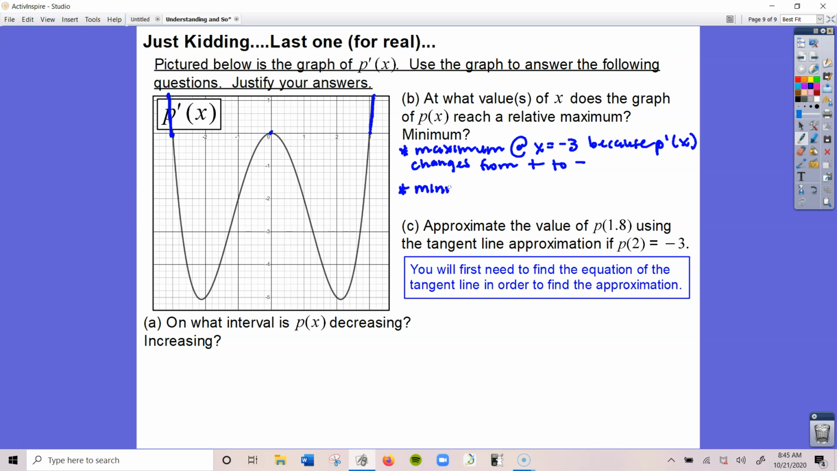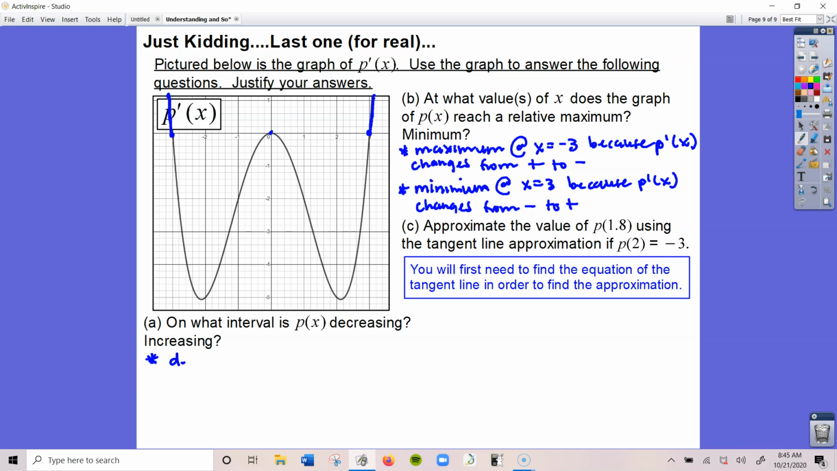Now our minimum, that occurs at x is equal to positive 3, and this is because p prime of x changes from negative to positive. Oh, I skipped A. A is over here. On what interval is p of x decreasing, and when is it increasing?